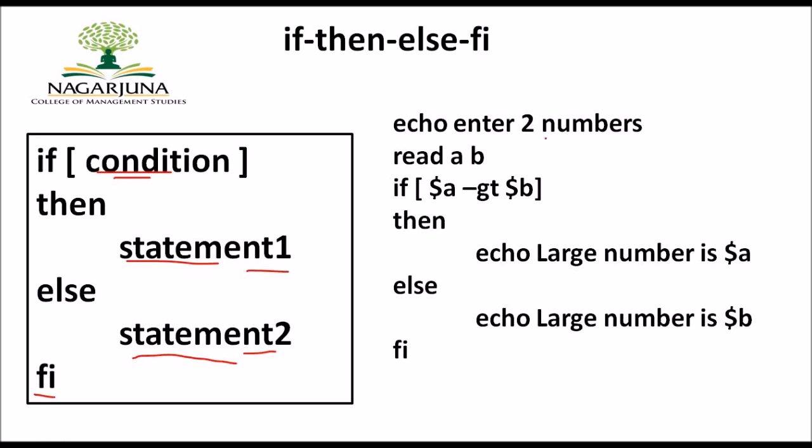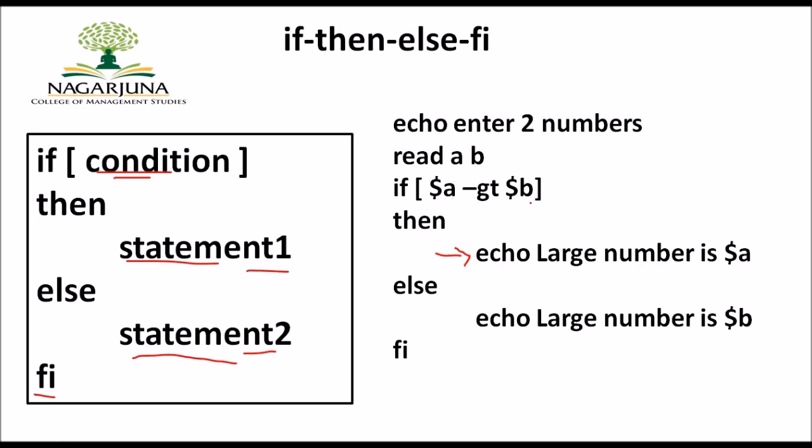So we'll take a simple example again to find out the biggest of two numbers. Now I have a and b as the two different numbers, and I'll check whether a is greater than b. If a is greater than b, then it returns a value of 0, so that this particular statement will be executed, displaying that a is the larger number.